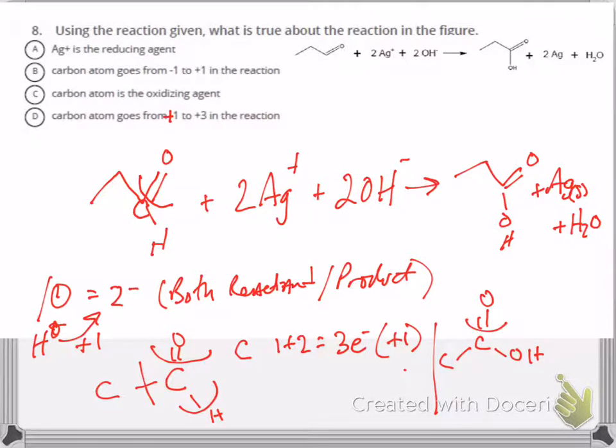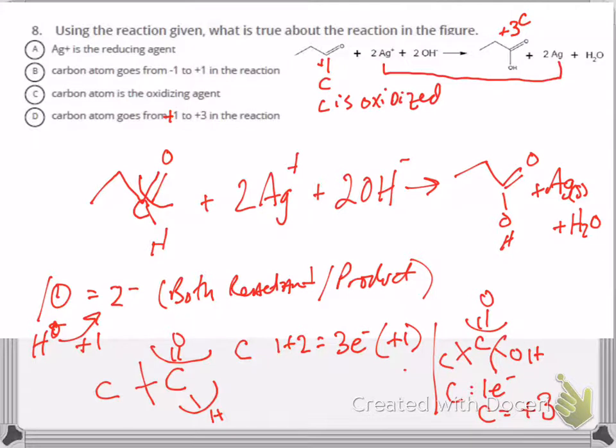In the products, we have a carboxylic acid here, and so we do the same electron counting. We give all the electrons to the oxygen. The carbon will split the two electrons involved in the bond, resulting in only one electron being present. That will then give the charge of that carbon a +3. So we're going from +1 to +3. So carbon is oxidized. It's going from +1 to +3. Silver is going from +1 to 0.